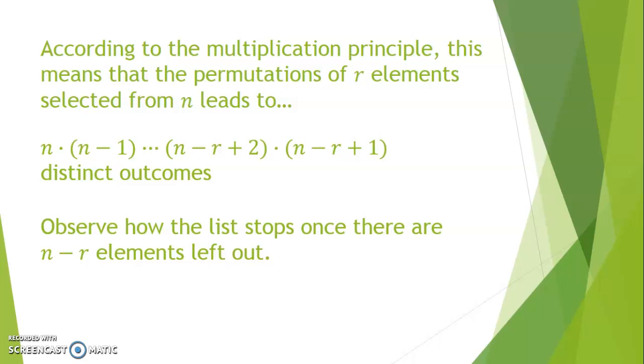Observe that by the time we're done, there are n minus r elements that have not been used. Okay, so it's hard to count, but in the product of the numbers that were listed above, n times n minus 1 times dot dot dot until n minus r plus 1, there are actually r terms in there, and n minus r are left out.